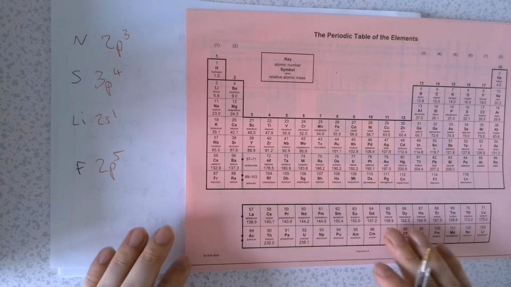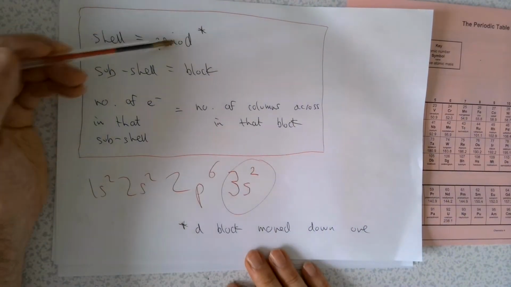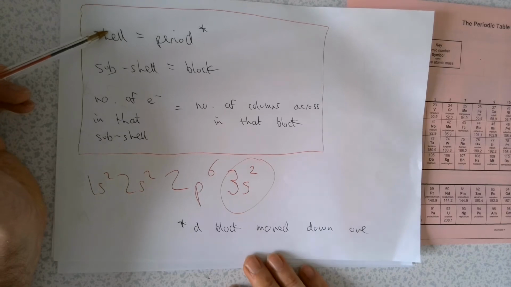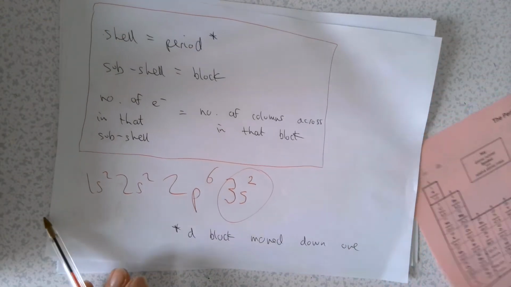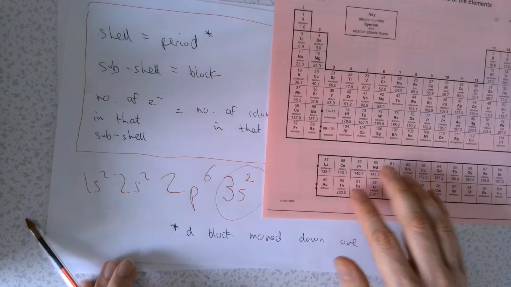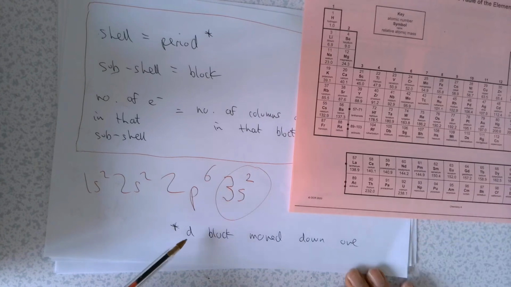Okay, I'm just going to give you 2 more to have a go at. Before I do, I just want to point something out. Next to period here, for the shell number, I've put a little asterisk. And that's because of the D block. Now the D block, remember, is this little divot in the middle. For whatever reason, the D block is moved down 1.